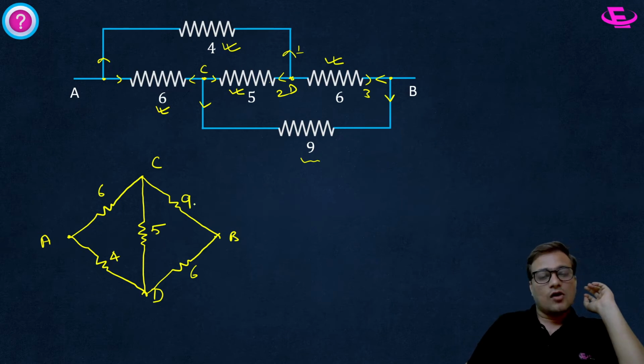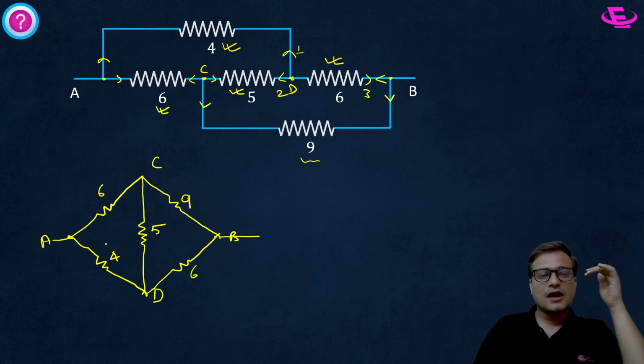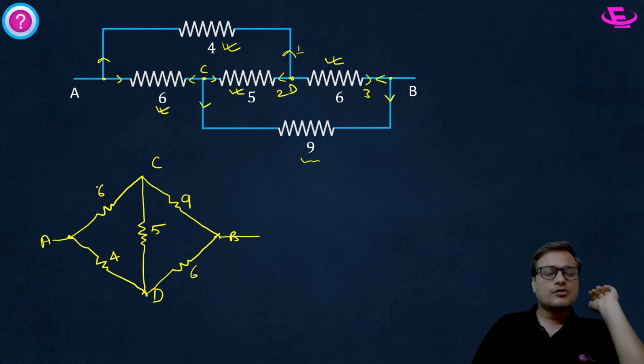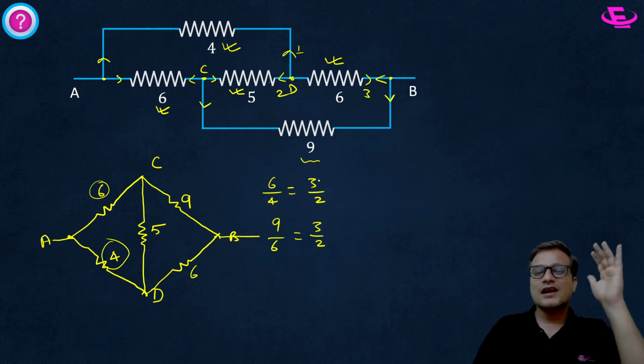So now what you have to check? This has become a Wheatstone bridge where you have to calculate the resistance between A and B. So how to calculate? You will have to do 6 by 4. This ratio is 6 by 4. So we have to check whether it is balanced or not. 3 by 2. Next 9 by 6. 9 by 6, again it is equal to 3 by 2. It means you are very lucky. You got a balanced Wheatstone bridge.